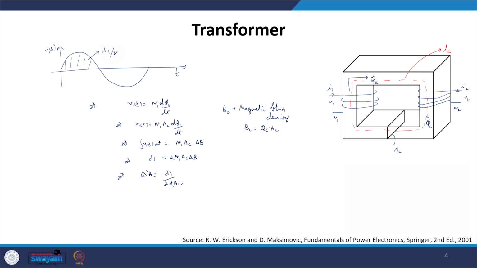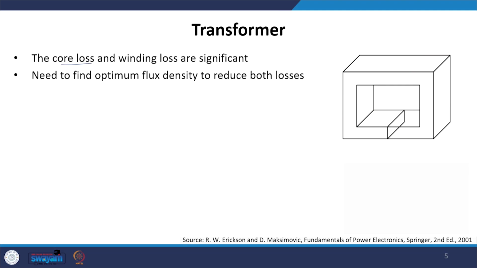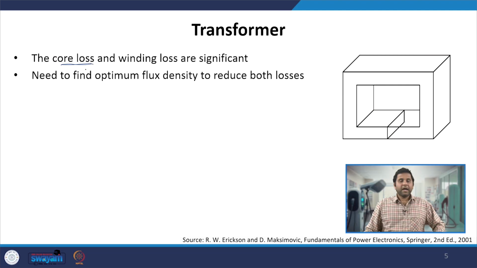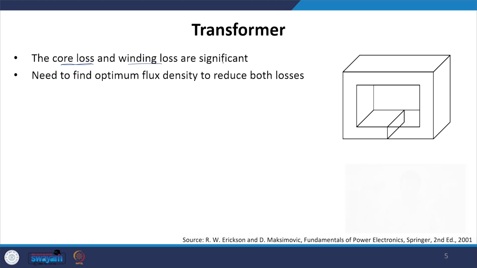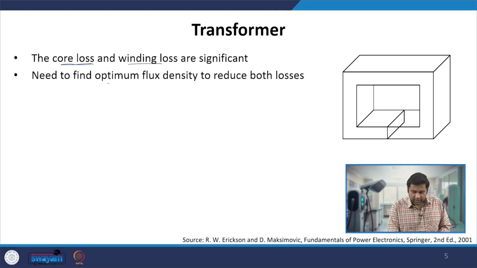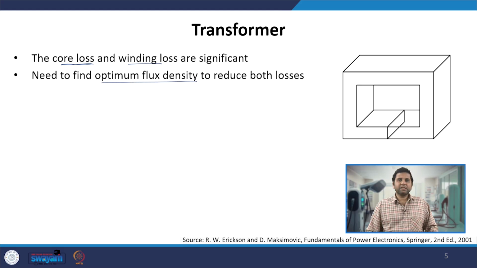Now this particular delta B, the magnetization happening in the core, is actually responsible for the core loss, and because of the current flowing in the transformer, we have the winding loss as well. These two are very significant, and both these losses are dependent on flux density, which we will discuss as we go along.